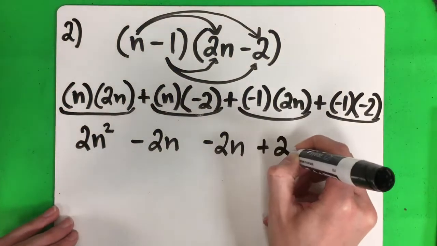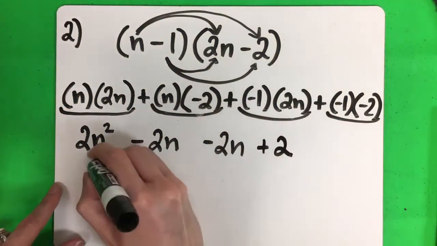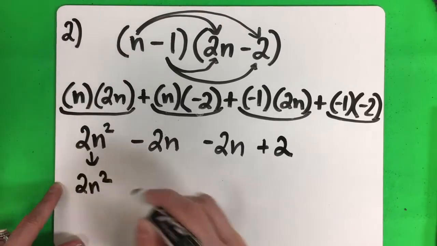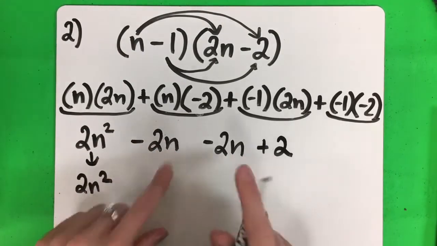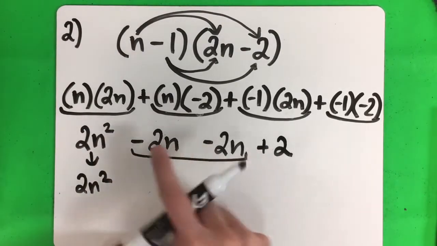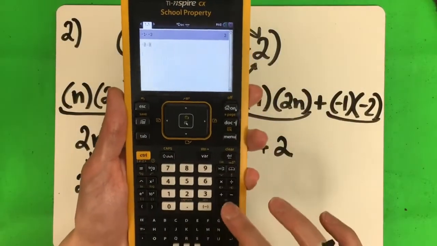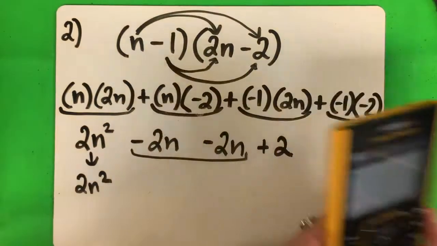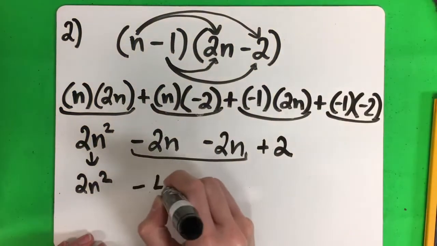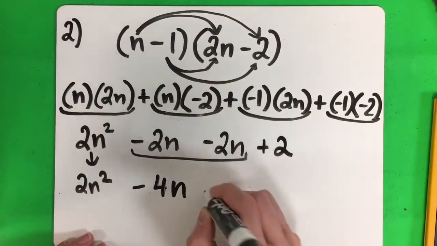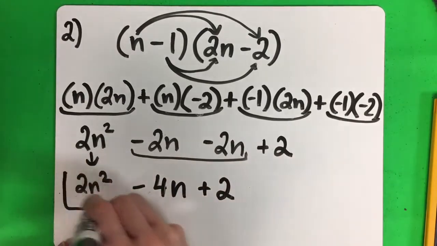Okay, copy this one down, 2n squared. These are together, n. Negative 2 minus 2, negative 4, n. Copy plus 2. There's my final answer.